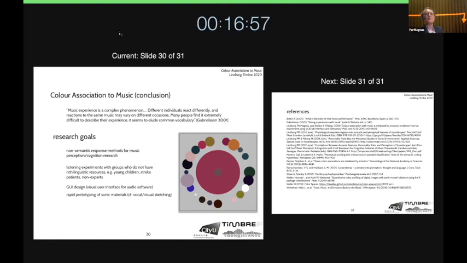Secondarily, we have also potential applications in graphic user interface design, such as audio software. And if this can be reverse engineered, then some kind of models for rapid prototyping from a visual color sketching going to sound. So with this, I would like to conclude and happy to take questions.